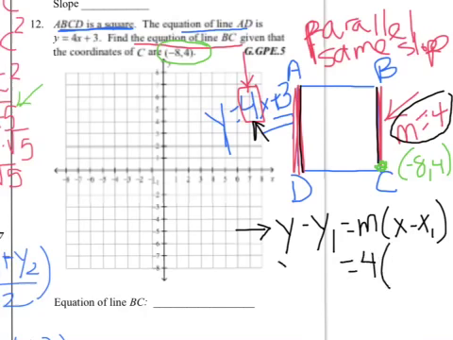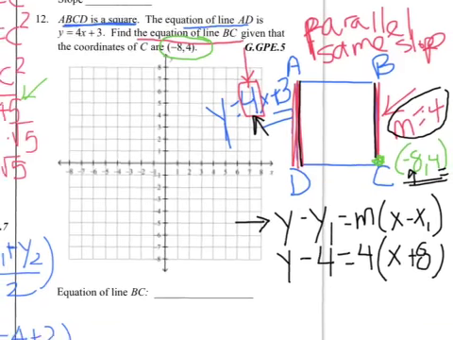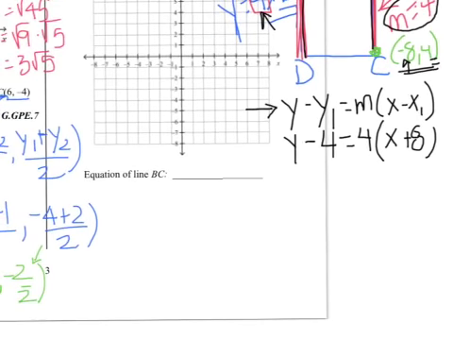And then the x and y stay the same, but the y one and the x one I'm going to replace with the x coordinate and the y coordinate. Notice the 8 here is a negative 8, but there's an extra negative, so it's actually x plus 8. And on the other side, the y is a 4, so you just put a 4 here. So one possible equation is y minus 4 equals 4 times x plus 8.